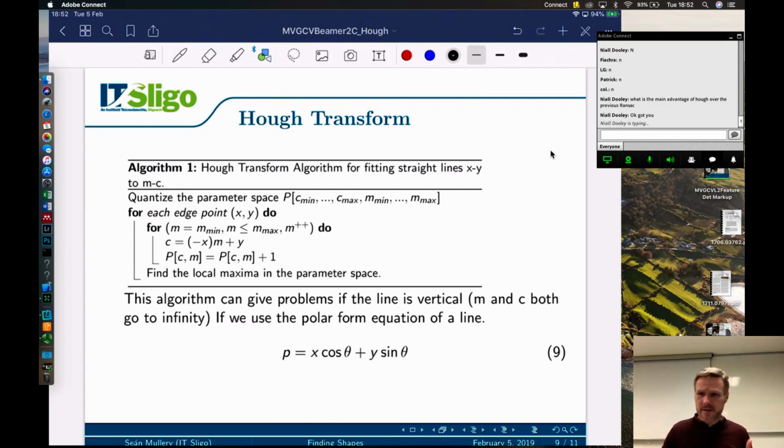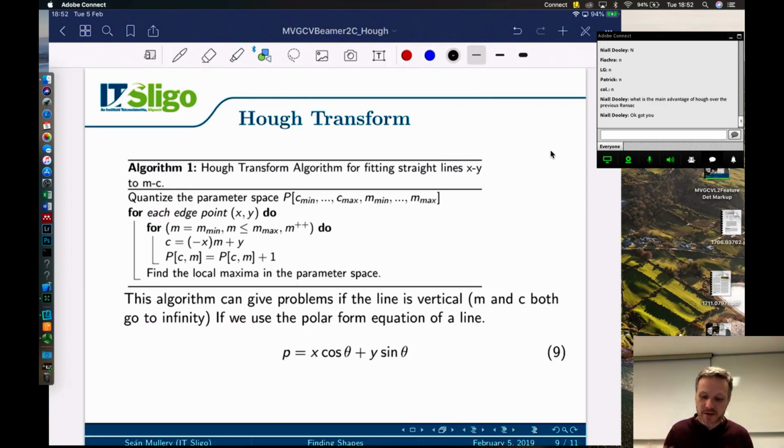This is the basic idea of the Hough algorithm. So I've written here like this. You basically have two for loops for each edge or point in X and Y. You do the following: you split the space up into the m minimum up to the m maximum, and you go up in jumps of m. And what you do is you calculate the line that is associated with that, and then you just move on to the next point. And then what you do is you count up. Find the local maxima in the parameter space as to where they cross.